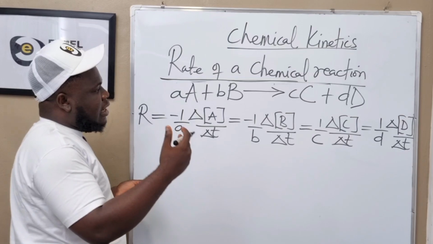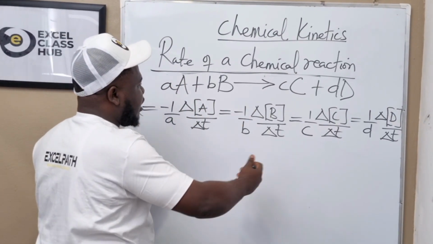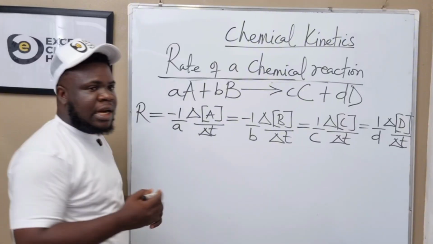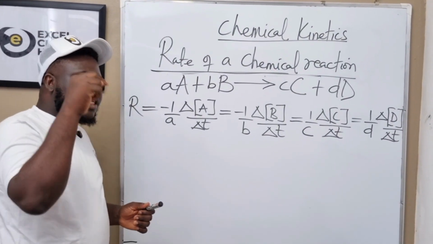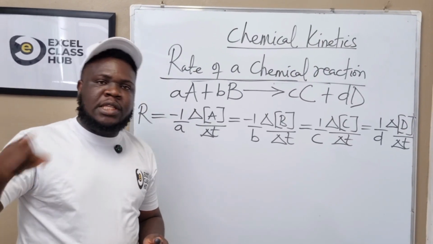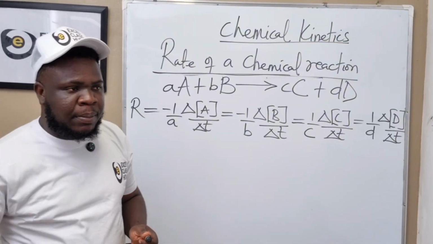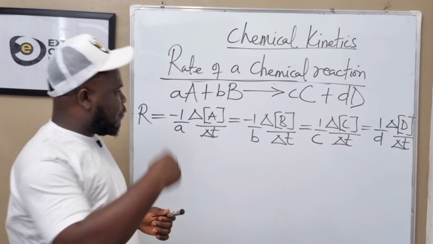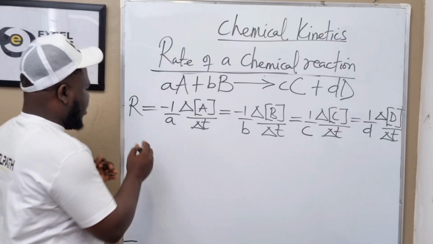Now, recall that we said that when we are talking about rates, it is the change in the concentration of reactant or product with time. So now there are two things you need to understand. First of all, the concentration of reactants decreases with time, while the concentration of product increases with time. Let me put that here.